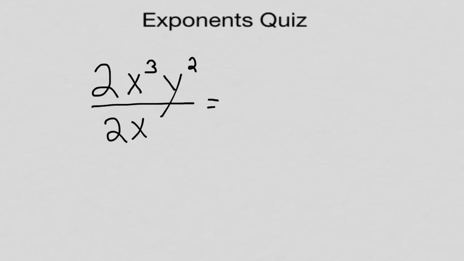You could have done it with the original problem, just canceling out the 2's and knowing that this x on the bottom cancels out with one of the x's on top, and it just becomes x squared. So that would have left you x squared, y squared.